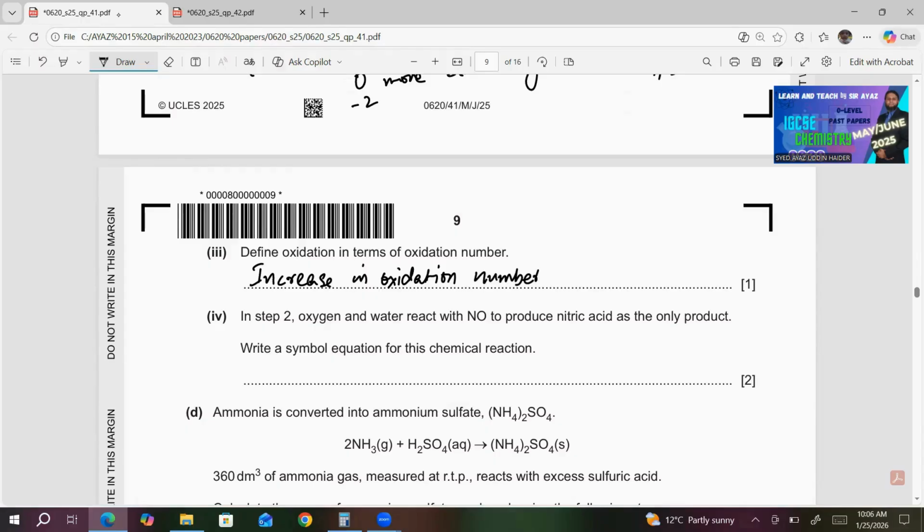Part 4. In step 2, oxygen and water react with NO to form nitric acid as the only product. Write a simple equation for this reaction. So we have oxygen and water reacting with NO. Oxygen will exist as O2, so I'm going to write O2 plus water. The formula of water is H2O, and the reaction is with NO. The product is nitric acid. The formula of nitric acid is HNO3.